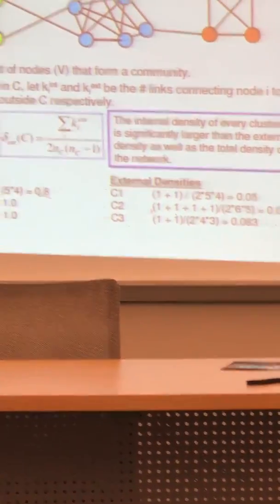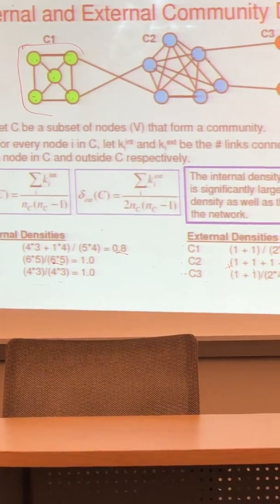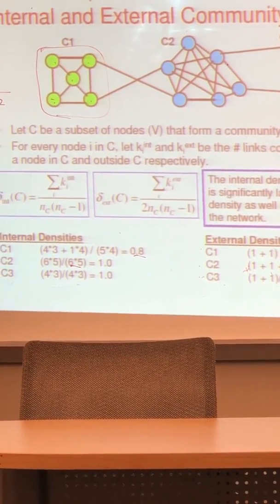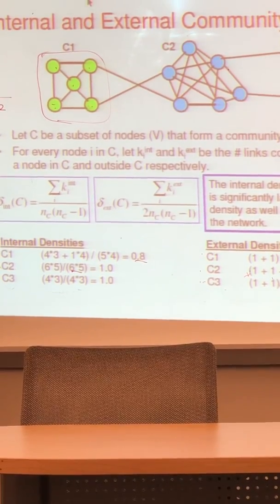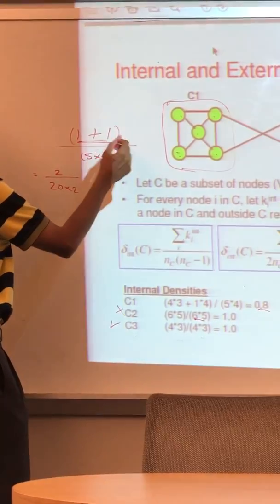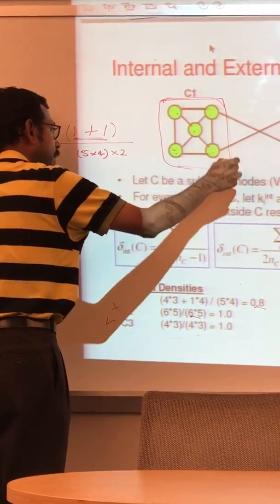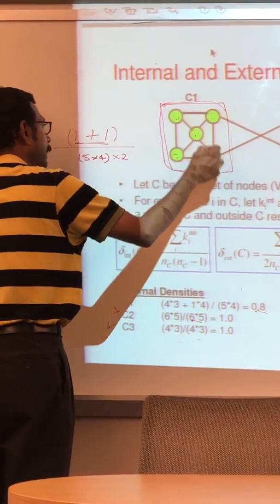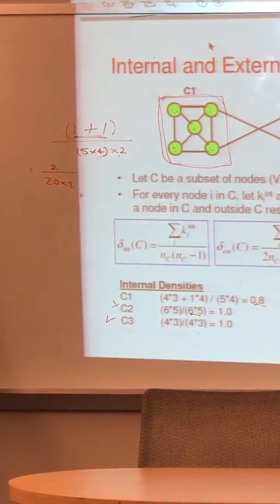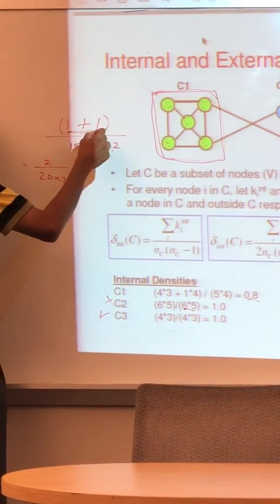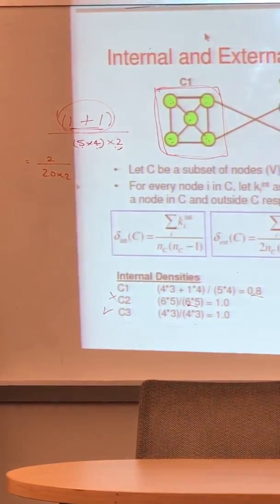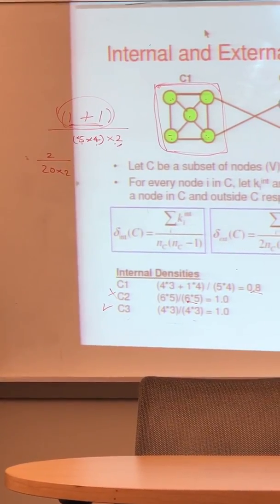For the first one, for this community, how many edges are going outside? 2. So that's the numerator, 2, divided by, we are considering from this community's point of view, there are 5 vertices. So 5 times 4 times 2. Why 2? Because we are considering each edge only once in the numerator. So to account for that, we need to. Yes. Got it.